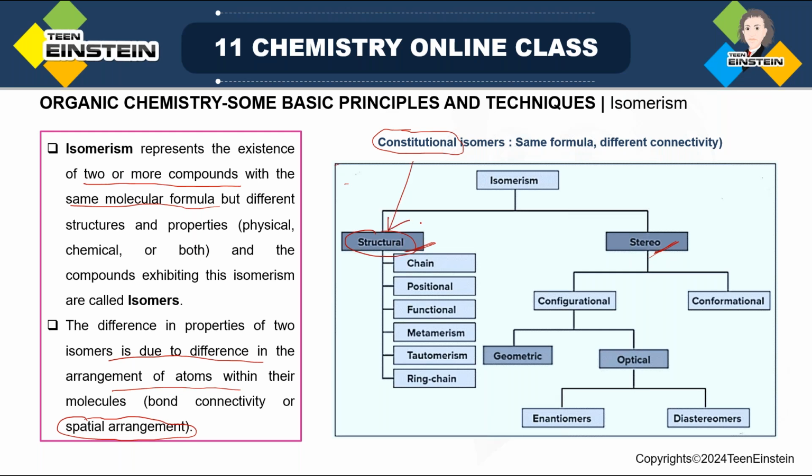Now under structural also we have many varieties, as you are seeing here: chain, position, functional, metamerism. One by one we will cover all of them with proper examples. Once we finish this part, we will move to stereo. And under stereo also you can see there are different categories. First there is configurational and conformational. Then under configurational we have further categories. So we will start with structural isomers or constitutional isomers.